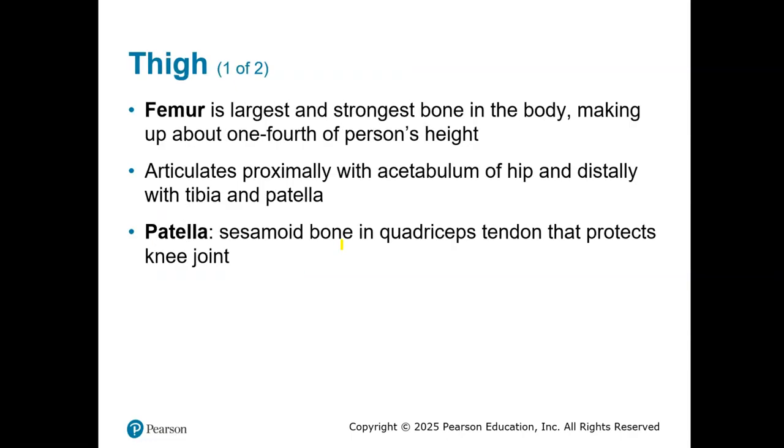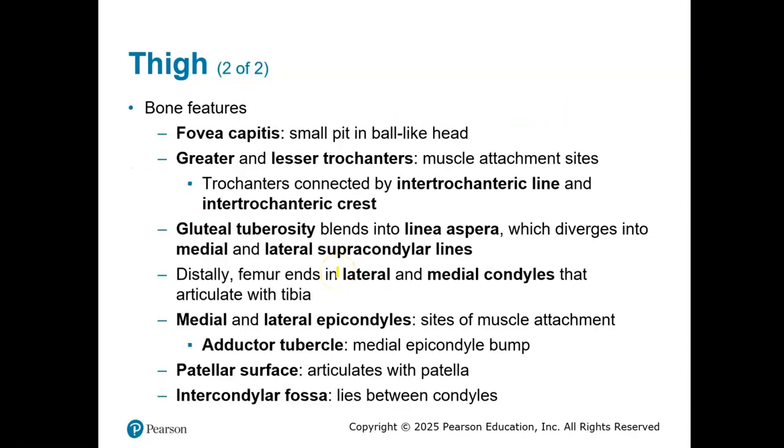Lower limb, I'm going to try to cover this. All right, the thigh bone is called the femur, and it is the largest and strongest bone in the body. It articulates with the acetabulum of the hip at the hip joint, and also articulates with the tibia and the patella, which of course is the shin bone and the kneecap. The patella is a sesamoid bone. That means it forms within a tendon, because it formed within the quadriceps tendon, and it does form the knee. The kneecap is what we call it.